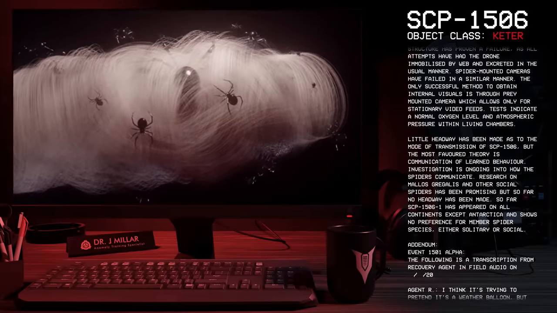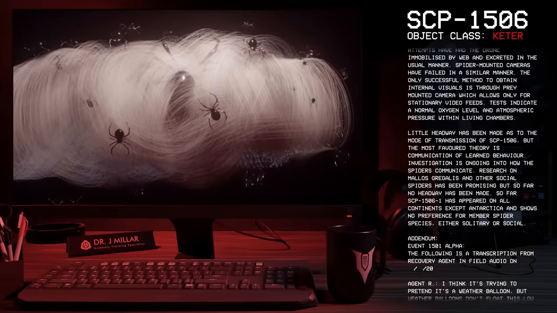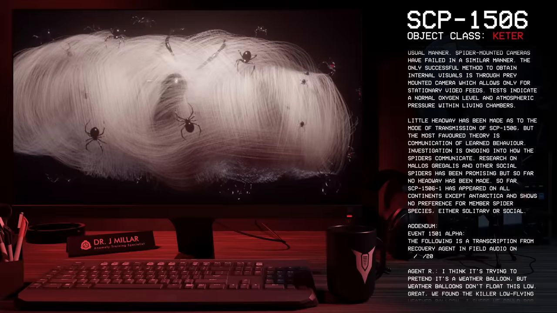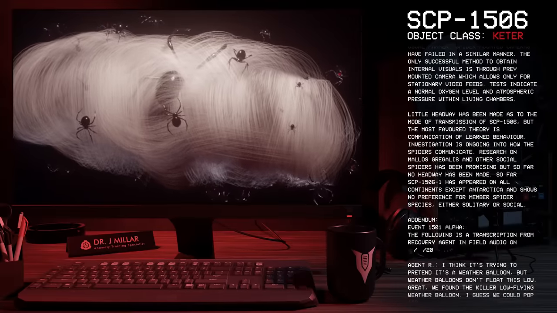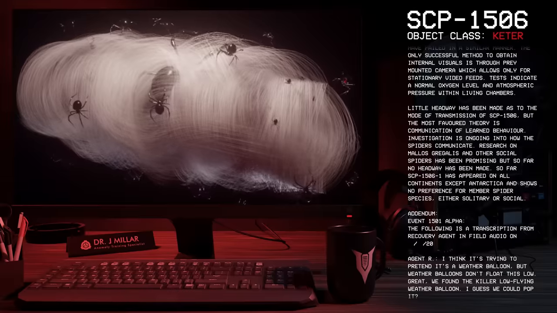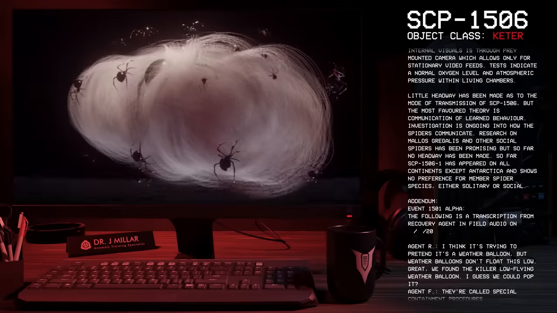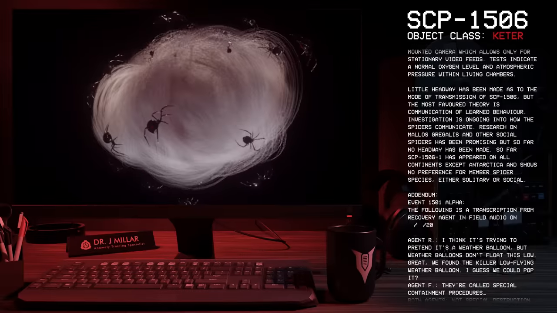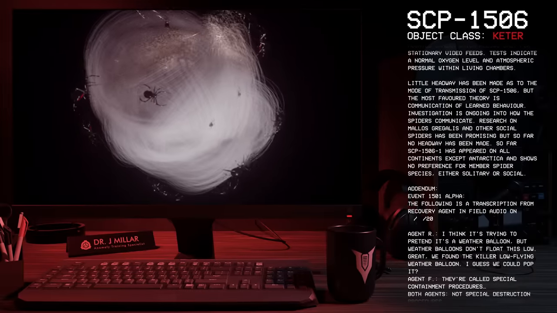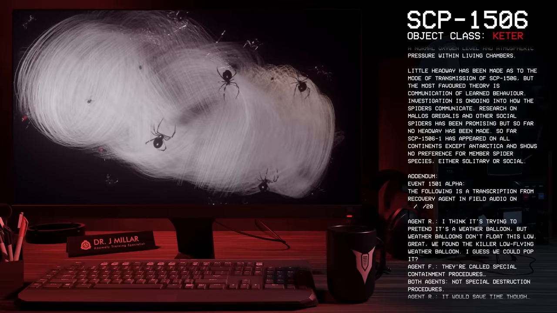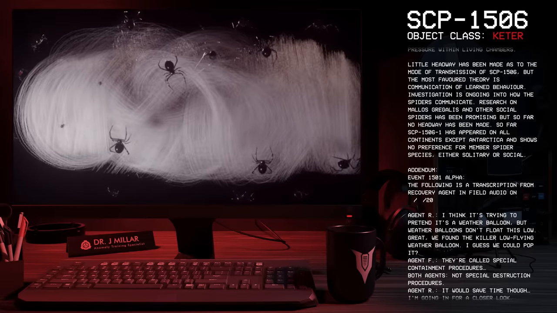Tests indicate a normal oxygen and atmospheric pressure level within the living chambers. Little headway has been made as to the mode of transmission of SCP-1506, but the most favored theory is communication of learned behavior. Investigation is ongoing into how the spiders communicate. Research on the Millars gregalis and other social spiders has been promising, but so far no headway has been made.